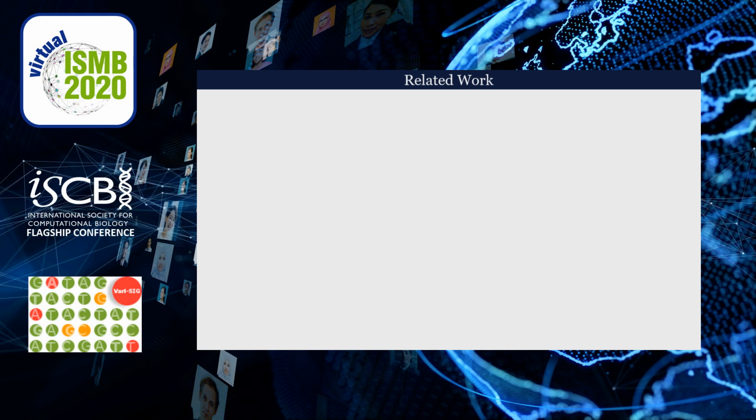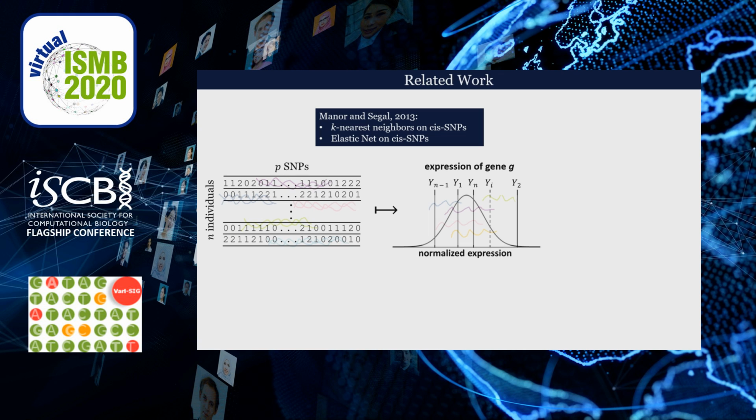So with the availability of genotype and corresponding expression data, there have been some models that try to fill in that gap. Namely, Manor and Segal performed KNN and elastic net regression on minor allele counts or dosages of cis-SNPs, and they did this for each gene against normalized expression. If you're unfamiliar with elastic net, I'll be talking about it a lot in this presentation. It's basically just a linear regression model, but with L1 and L2 penalties.